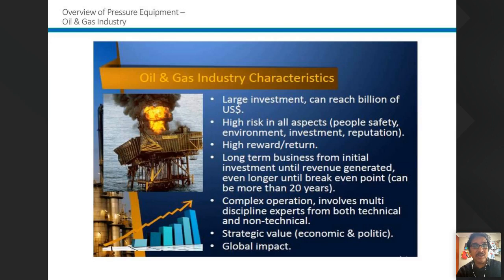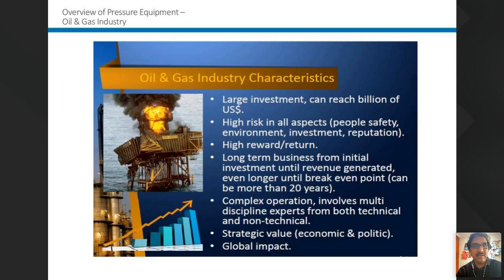BP was made to pay $40 billion as a penalty for recklessness or carelessness that has cost human life and environmental issues. So reputation is at stake. This gives you an idea of how risky this business is. High rewards and returns: with high risk, you always get high rewards and returns. Oil and gas is a very cash-rich business, and companies do make a lot of money, but it's a very high risk business.